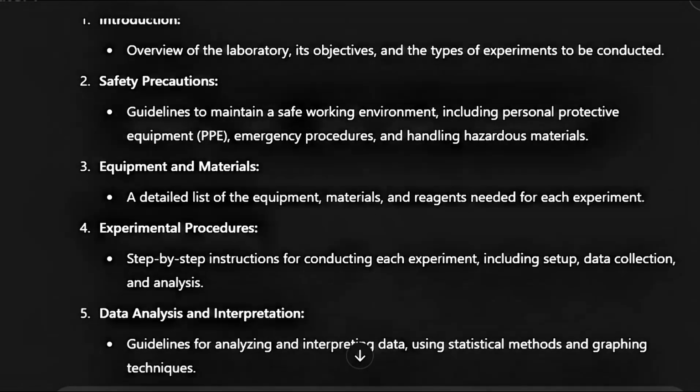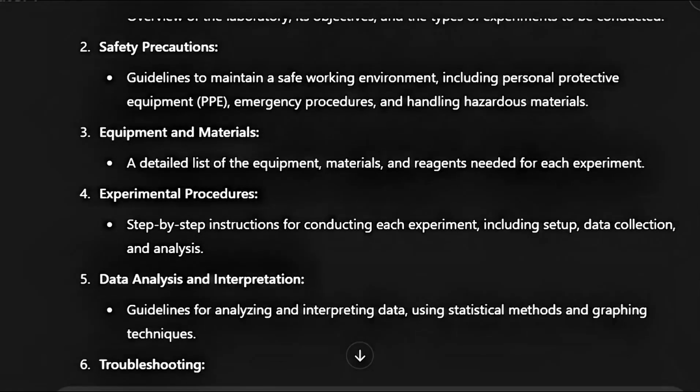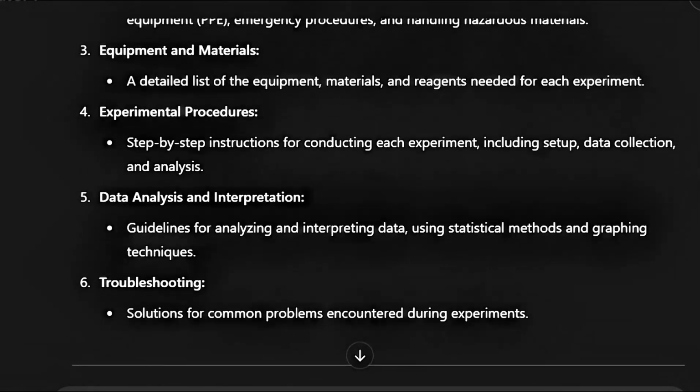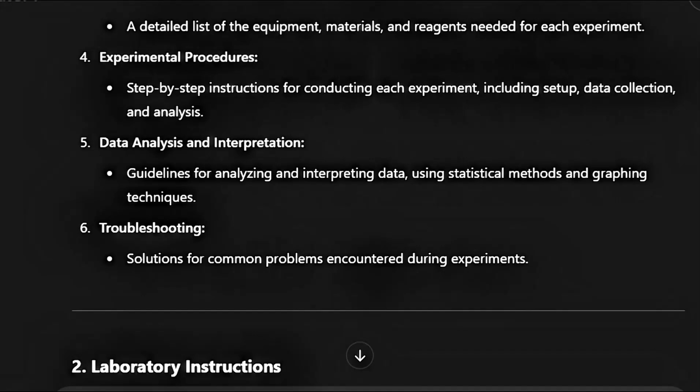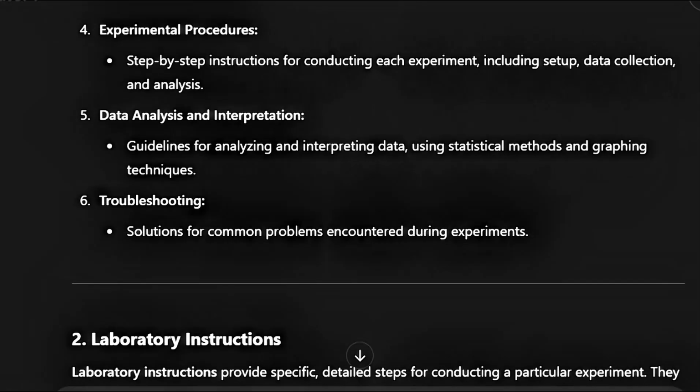2. Safety precautions. Guidelines to maintain a safe working environment, including personal protective equipment, PPE, emergency procedures, and handling hazardous materials. 3. Equipment and materials. A detailed list of the equipment, materials, and reagents needed for each experiment. 4. Experimental procedures. Step-by-step instructions for conducting each experiment, including setup, data collection, and analysis.